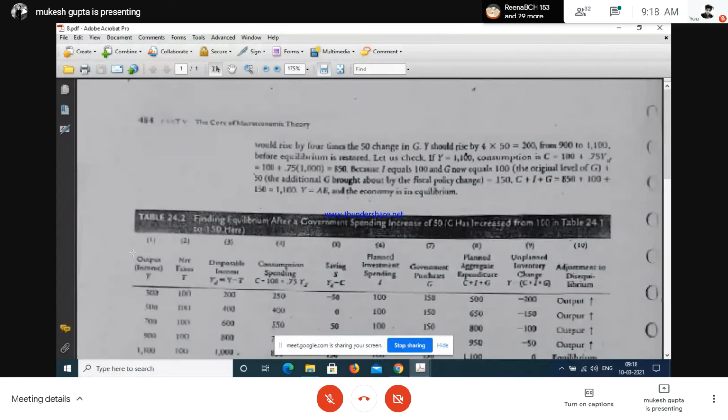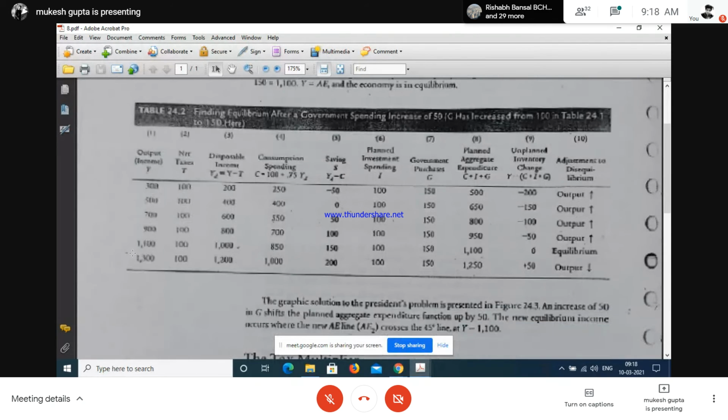We can see in the table here. Earlier, if you remember that table, government expenditure was 100. Now government expenditure is 150, and again it is fixed. It is not changing, not depending on any other variable. And investment is the same, 100. Same consumption function, 100 plus 0.75 YD.